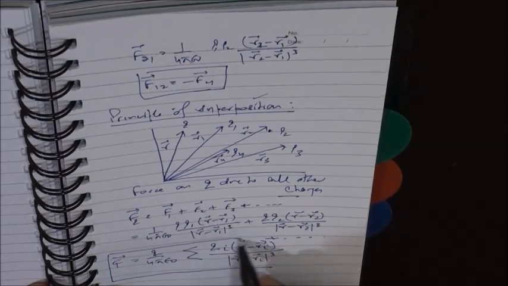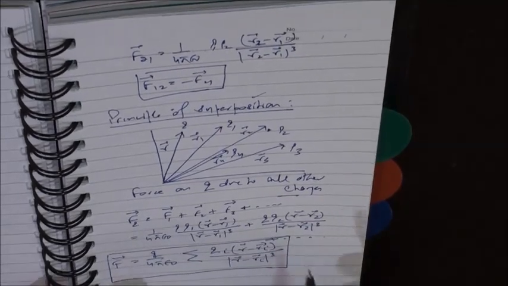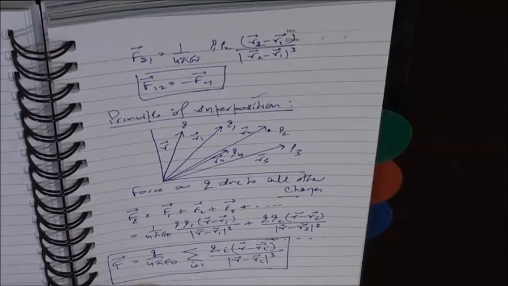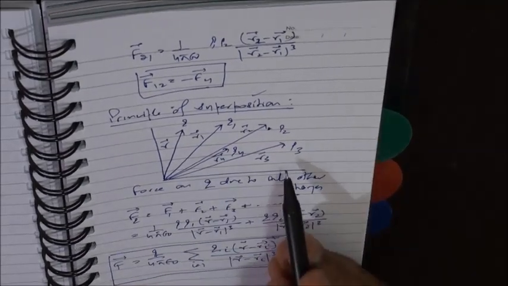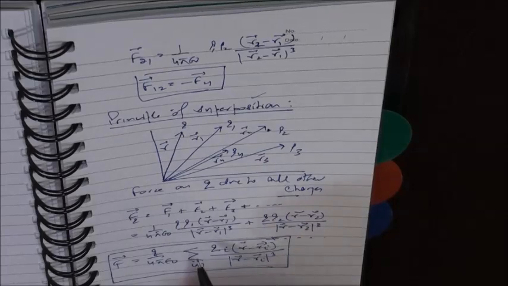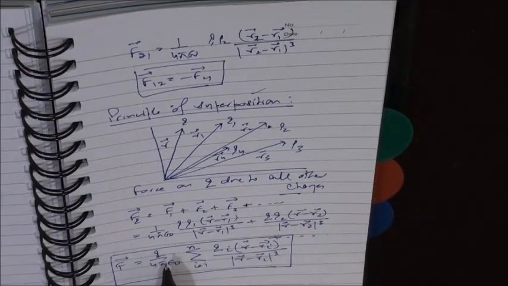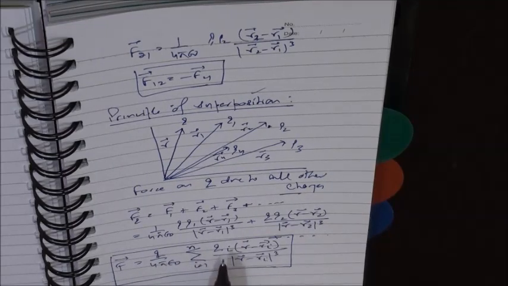In this particular case, because there are 4 particles, I can write i from 1 to 4. If there are n charged particles, this will be the general expression. F is Q upon 4 pi epsilon naught, summation Qi (R minus Ri) upon |R minus Ri| cube.